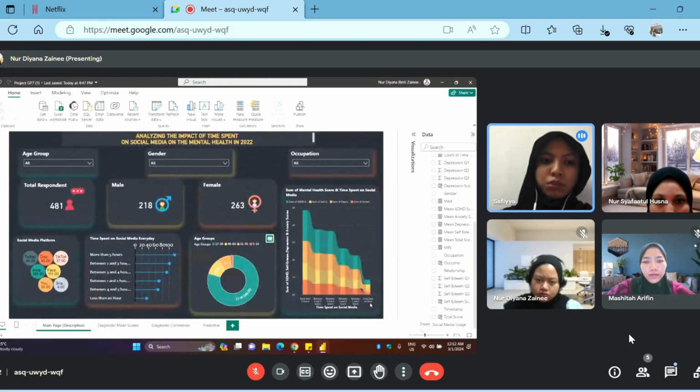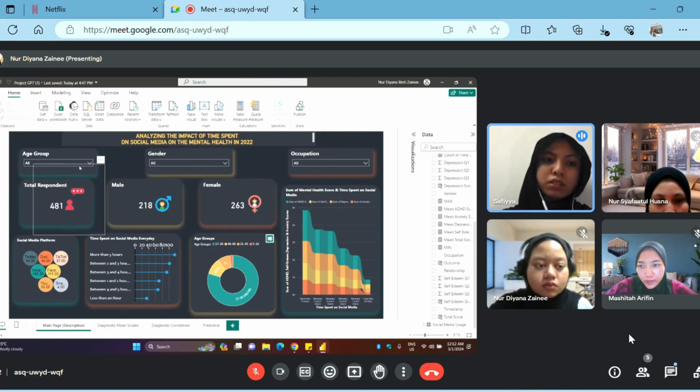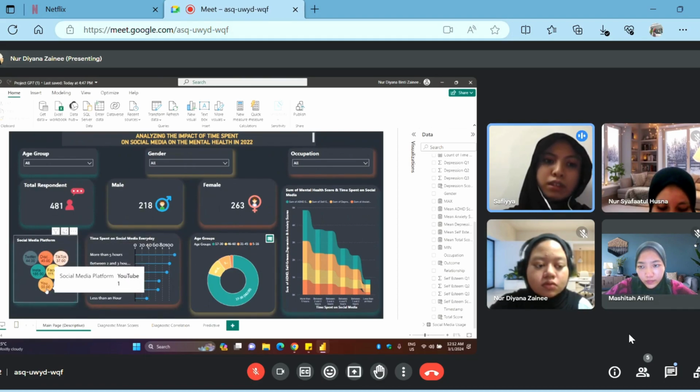For the output of this project, we can see the main page is the dashboard of this analysis, which is a descriptive analysis. The topic is analyzing the impact of time spent on social media on the mental health in 2022. We collected a total of 481 respondents, which are 218 male and 263 female. As you can see, the social media platforms that we collected are Twitter, Discord, TikTok, Instagram, Facebook, YouTube, and lastly Snapchat.